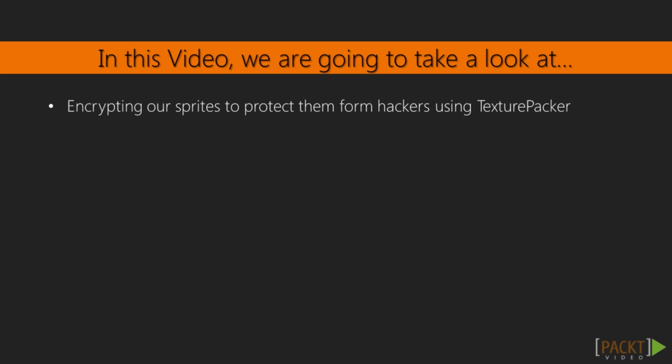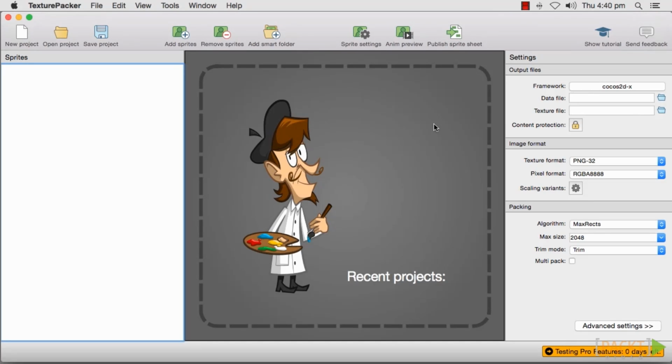In this video, you will learn how to encrypt your sprites to protect them from hackers and cheaters. It is pretty easy for a hacker to extract resource files from the application. This is a huge concern for copyright. Sprite sheets can be encrypted very easily using Texture Packer.